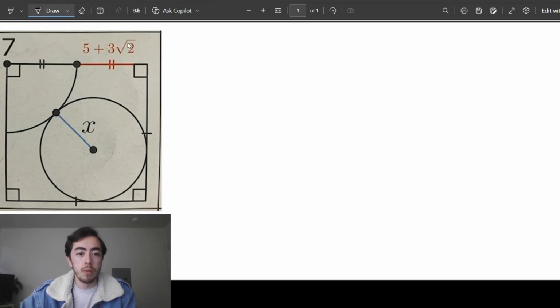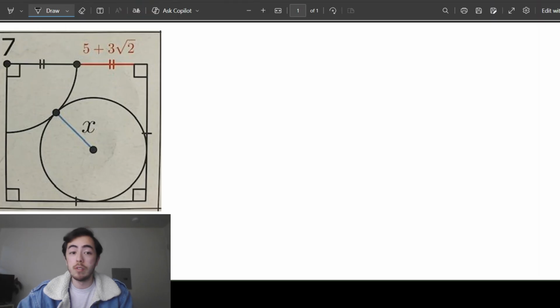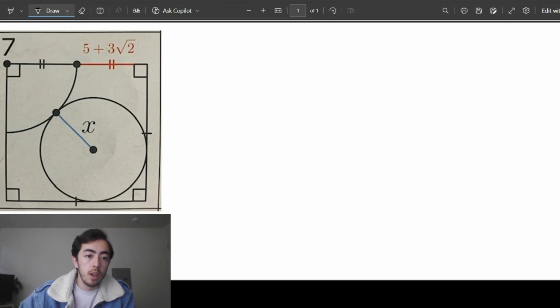We're given some information. It looks like half of the side length of the square is 5 plus 3 root 2. I know it's exactly half because these tick marks tell me that we have two parts that are the same length. And from this information, we're supposed to be able to solve for this x. So I think what I'll try to do here is draw more radii of these circles just to get more information on the page.